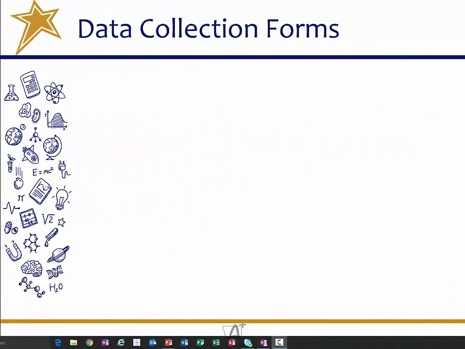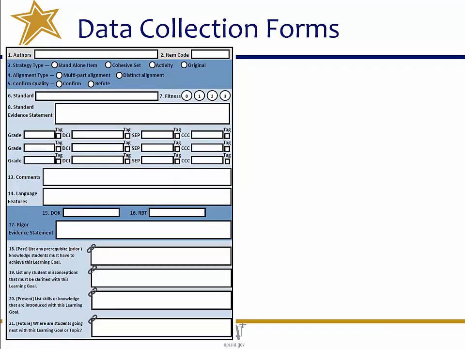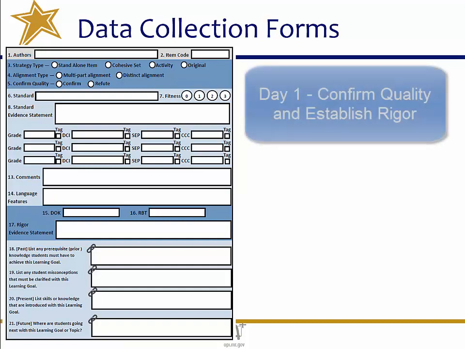Here are the 4 data collection forms that will be used in our individual and in-person work. The first form is the Confirm Quality and Establish Rigor form. We will have you individually review and submit items, item sets, and resources before our 3-day in-person workshop. On day 1 of the in-person work, you will meet to review the pool of resources for quality and rigor.